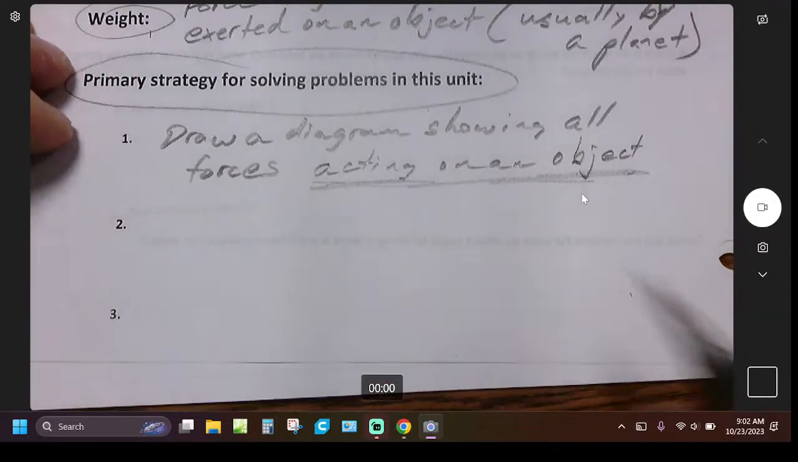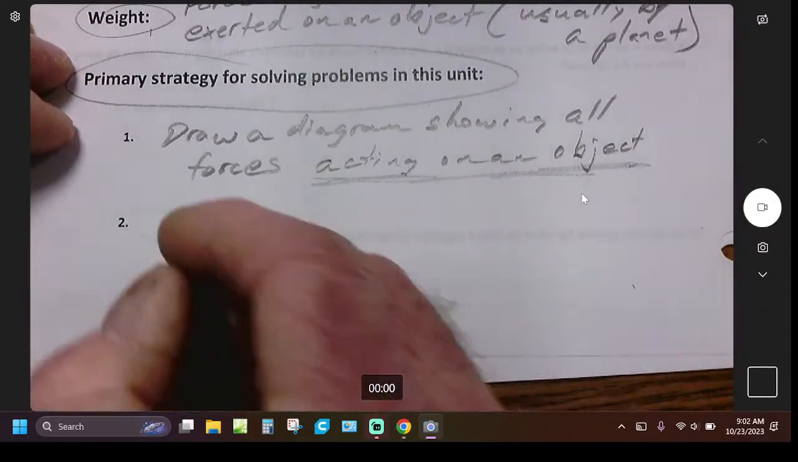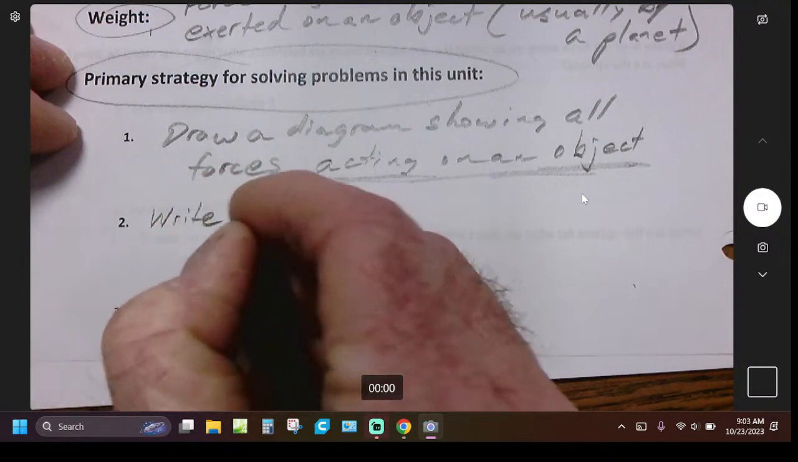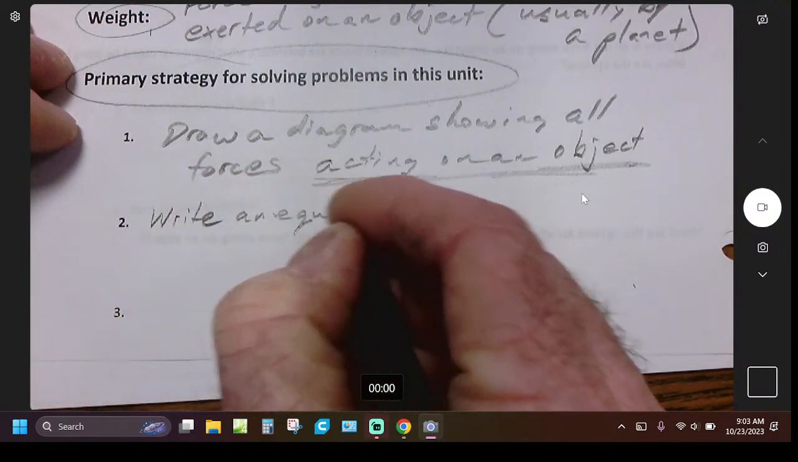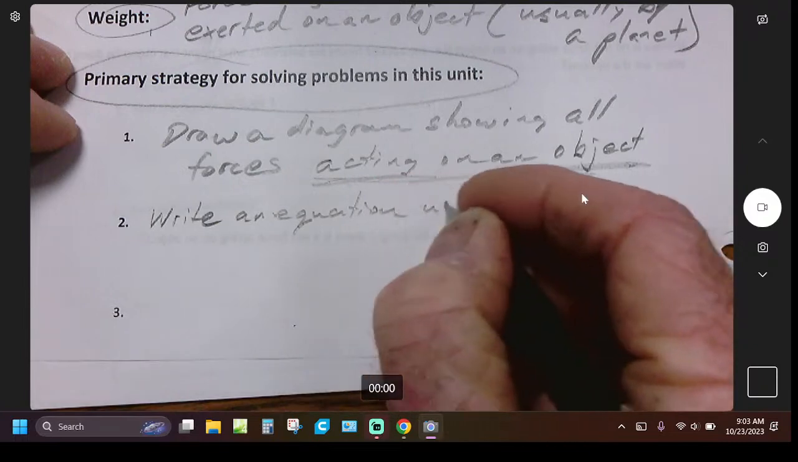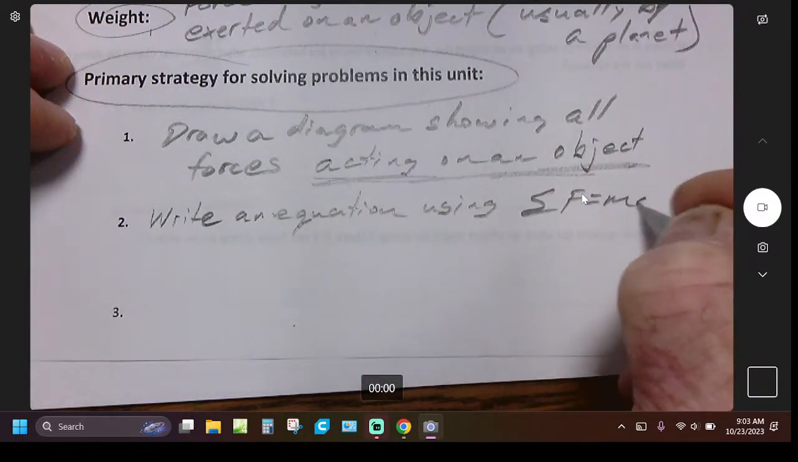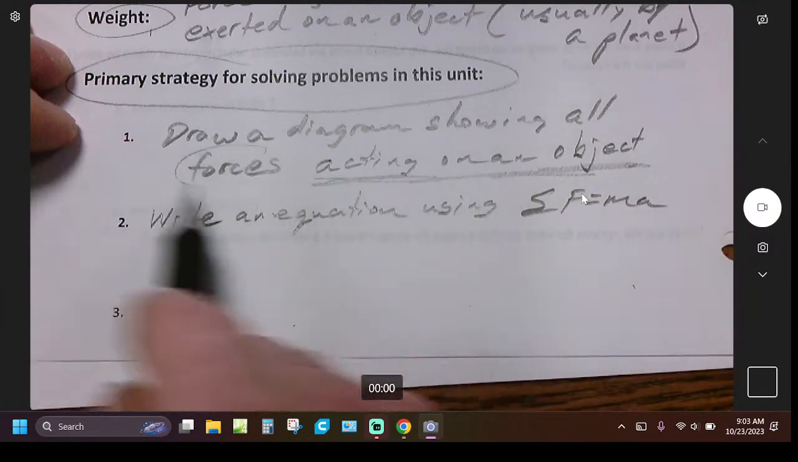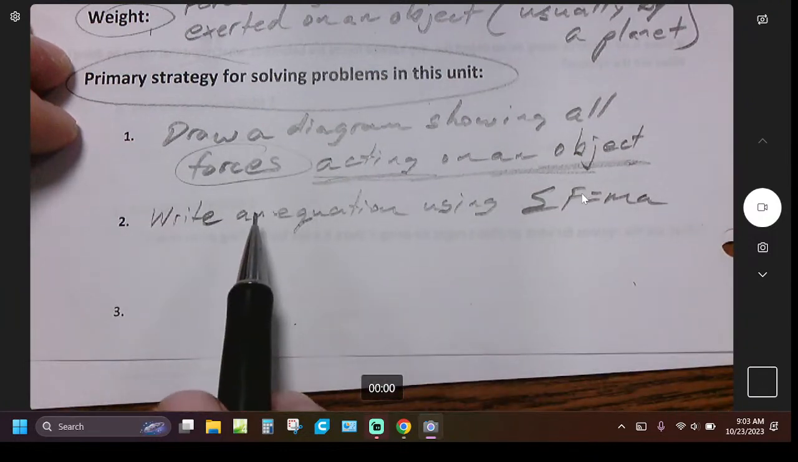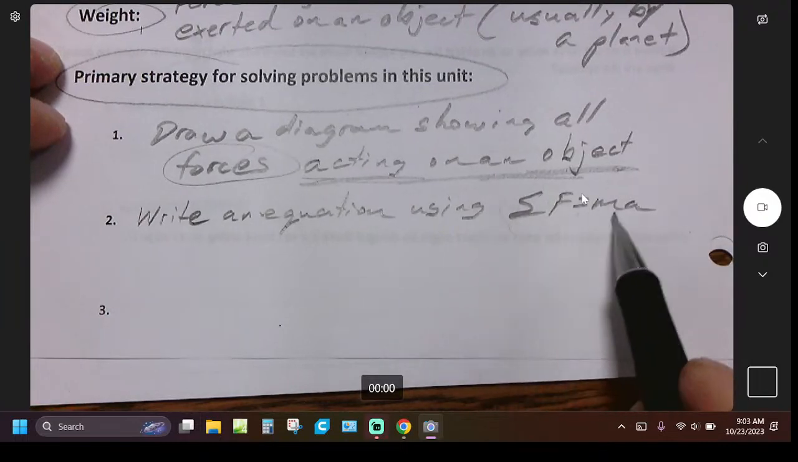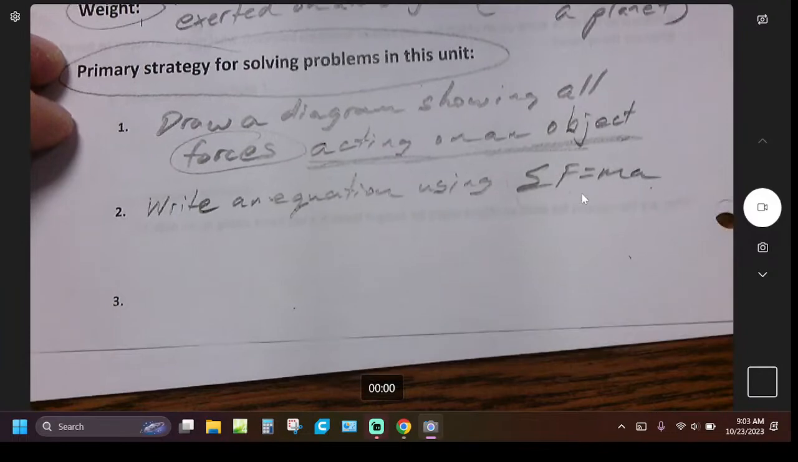The second is to write an equation using Newton's second law, F equals ma. So you have all these forces acting on an object, and from those forces, you can arrive at a net force. And then you can set that net force equal to mass times acceleration.